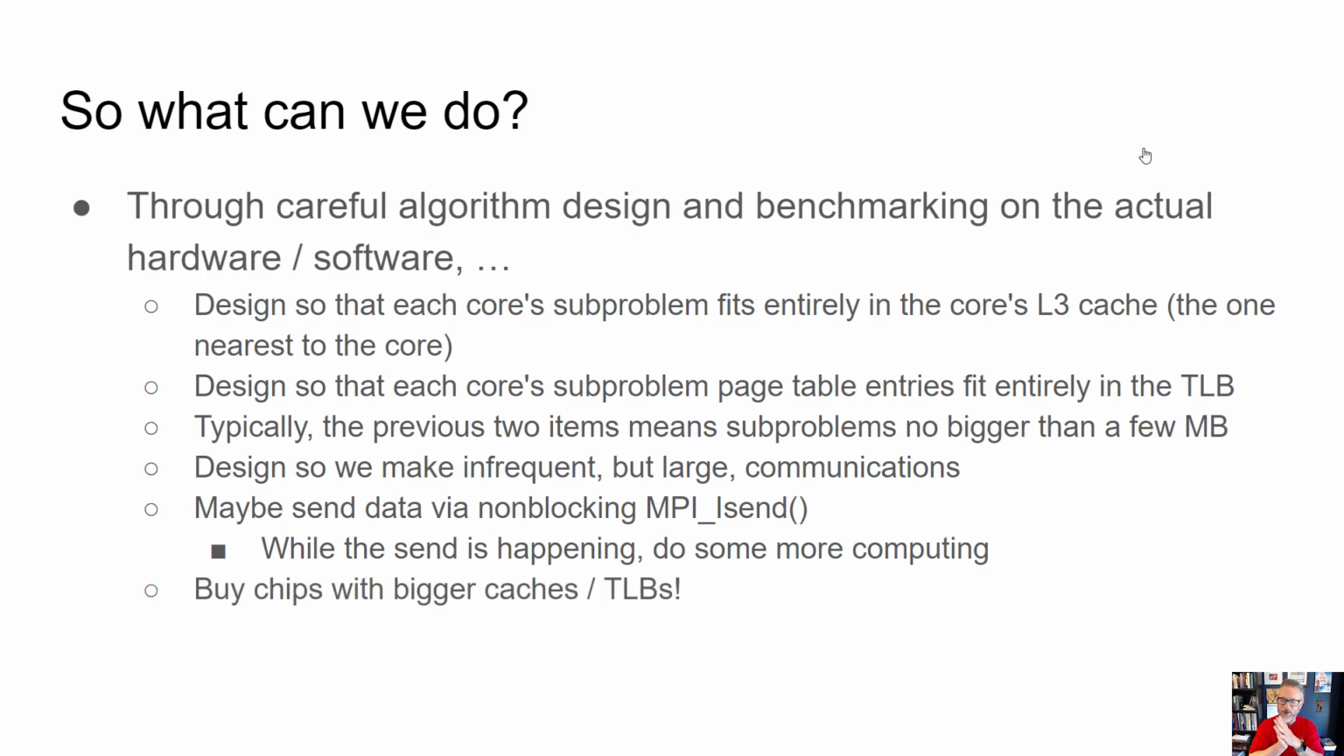Maybe in the long term, what we do is we buy chips with bigger caches and TLBs. So as computing moves forward, we could start to see those areas be increased as a way to further increase the performance of CPUs, particularly in a parallel environment.